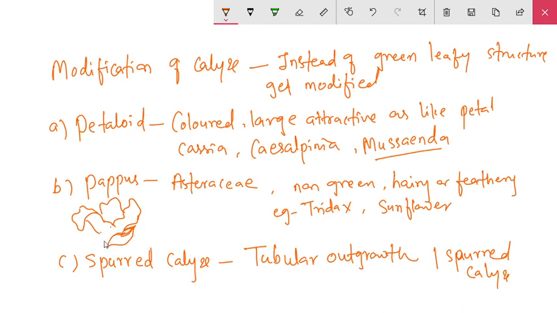It is the calyx. Okay, one of the calyx, and another calyx which has the long tail-like structure. Okay. So these are the petals, and these are the calyx. So one of the calyx has the long back tail-like structure, tubular outgrowth. Okay, so it is known as the spur.